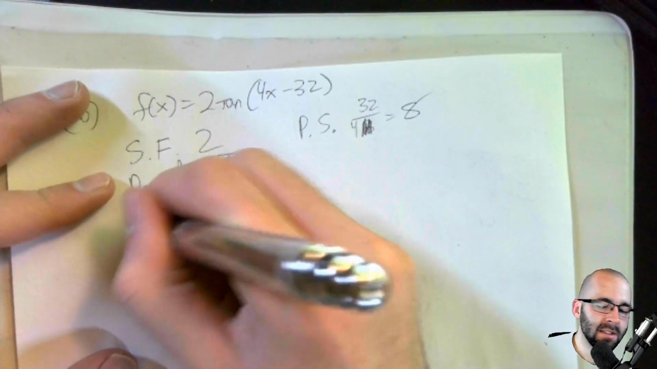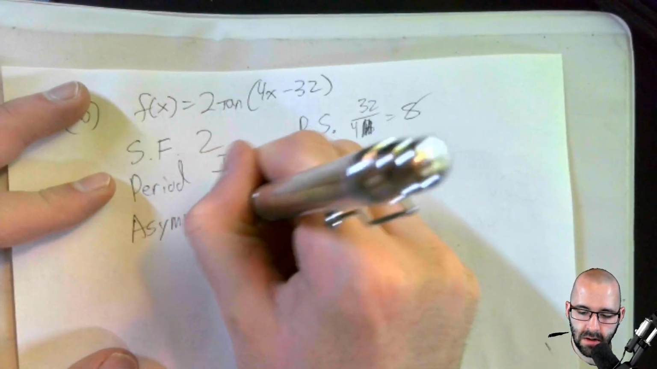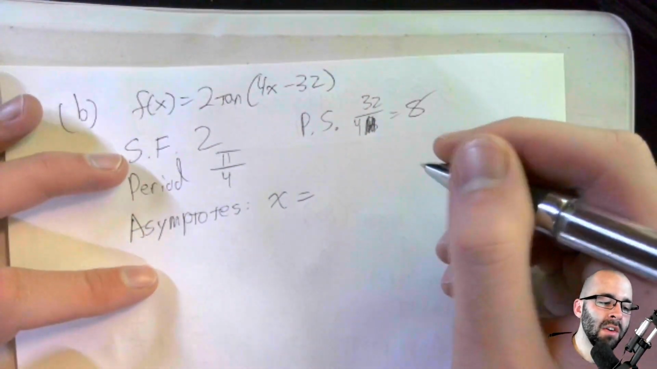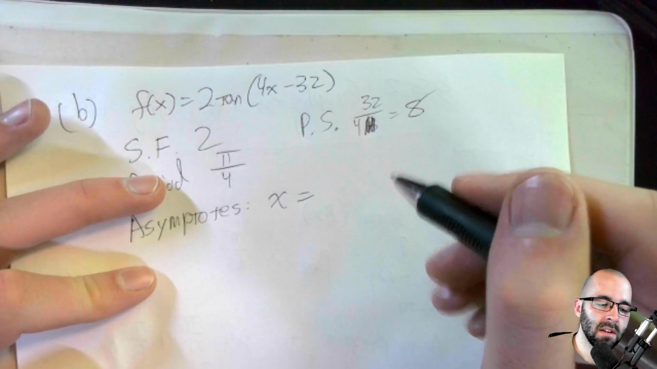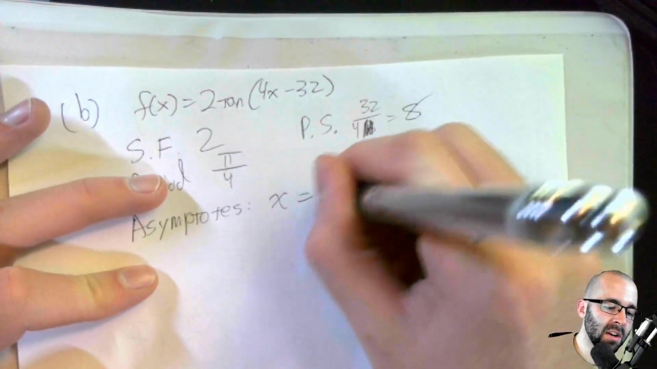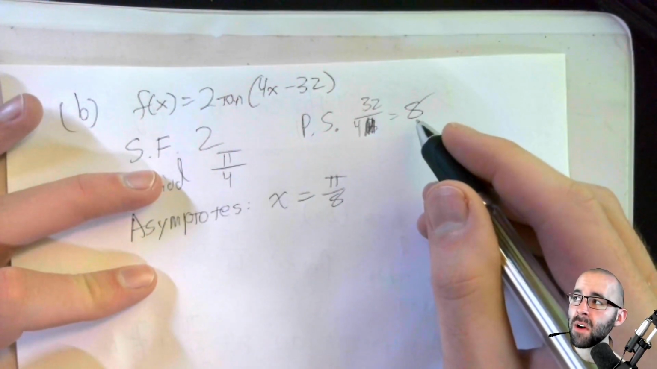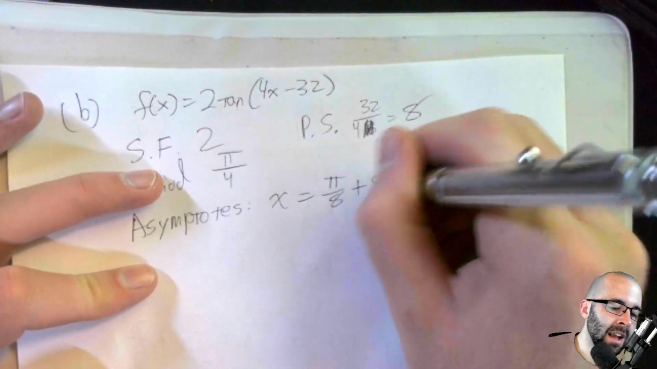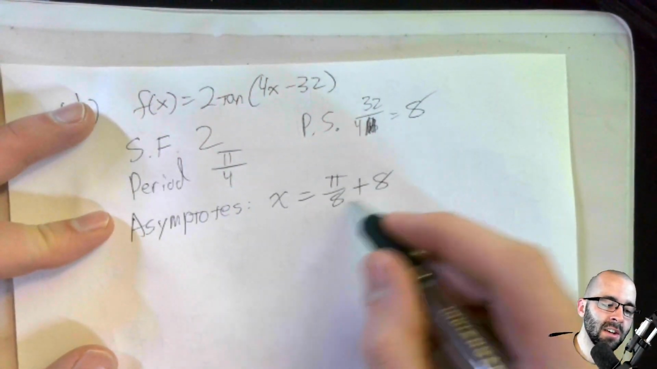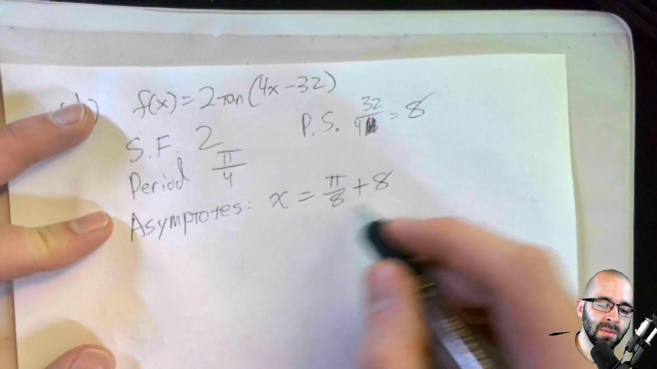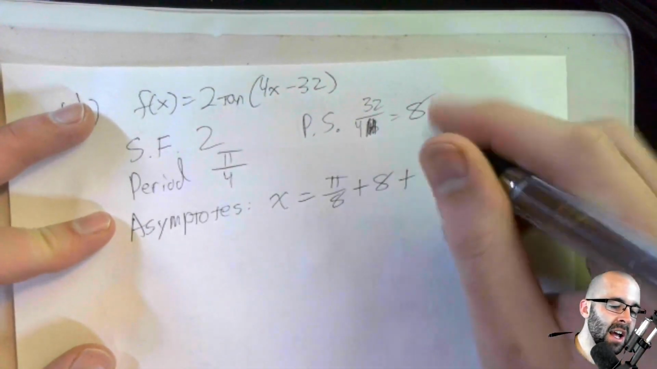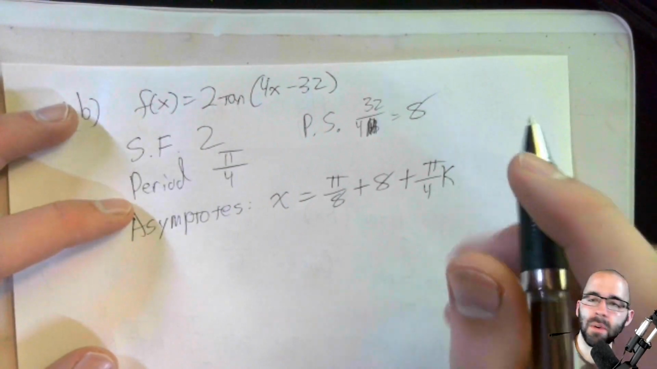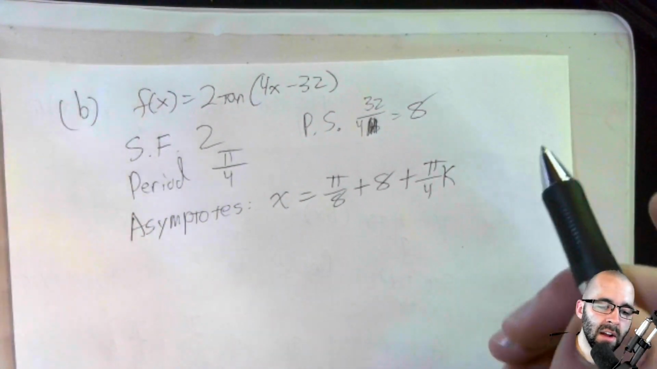So the asymptotes is going to be always the line x equals, and normally it starts at half the period. The first one is normally at half the period, which in this case would be pi over 8, but remember our phase shift. This shifts it right 8 units. So we're going to add an 8. So that's the location of one of our asymptotes. And then we just add the period times k, so pi over 4k, and that includes all the other ones. All right. And that's all we're asked to do.